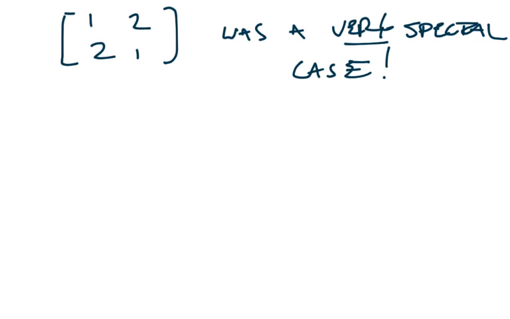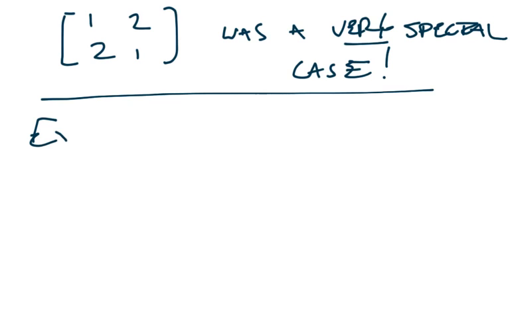It had real eigenvalues and it had mutually orthogonal eigenvectors. And this is uncommon. This is not something you see every day. Let me give you one example where the eigenvectors don't behave as nicely.